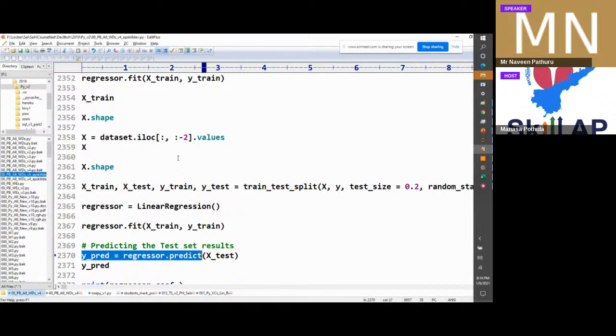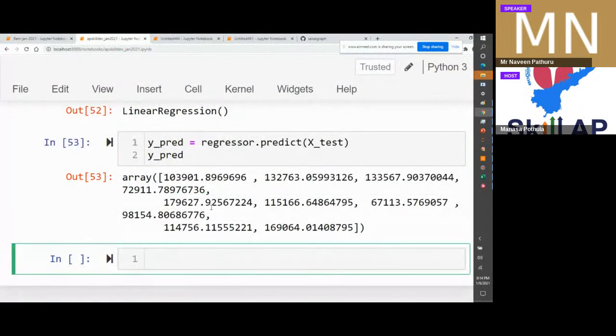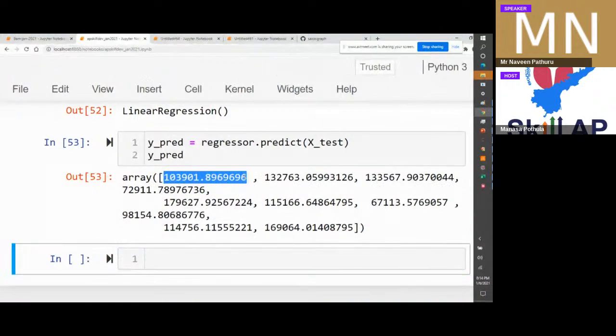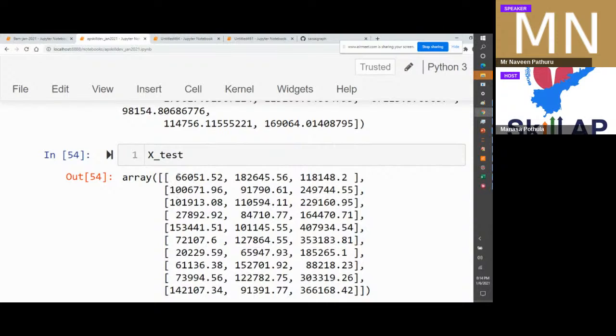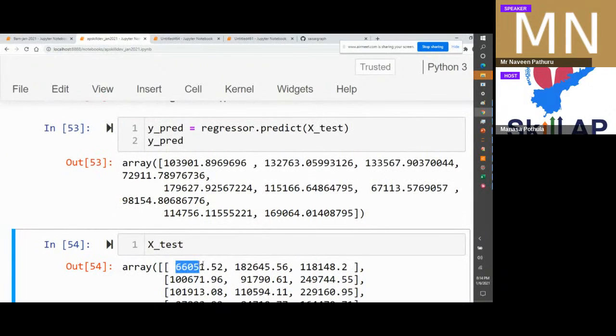When we say predict, predict means you're testing. You're giving him 20% of the questions and you're saying, give me the answers. Let's see, here is y underscore pred. These are the answers he's predicting. For each company, if you take a look at x underscore test, this is how it looks. For this company, they spent $66,000 in R&D and $182,000 in administration, $118,000 in marketing. And we are predicting for a company which is spending this much money, their profit is going to be this much. This is a predicted answer.